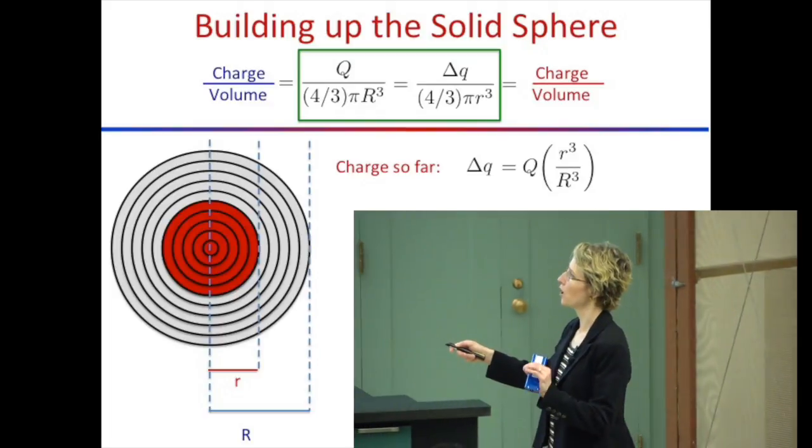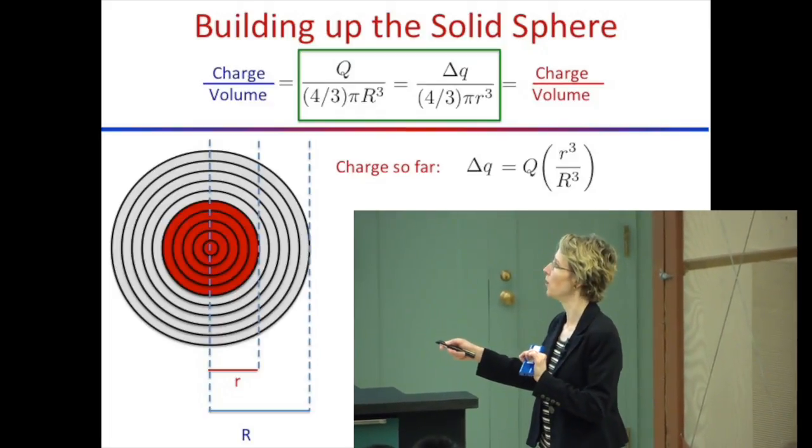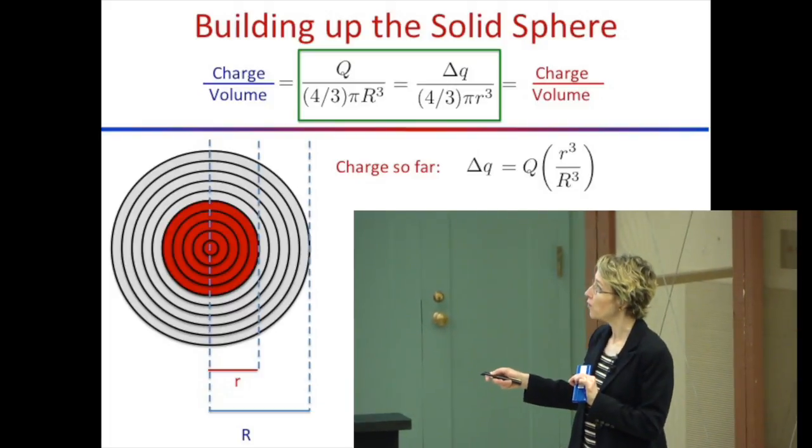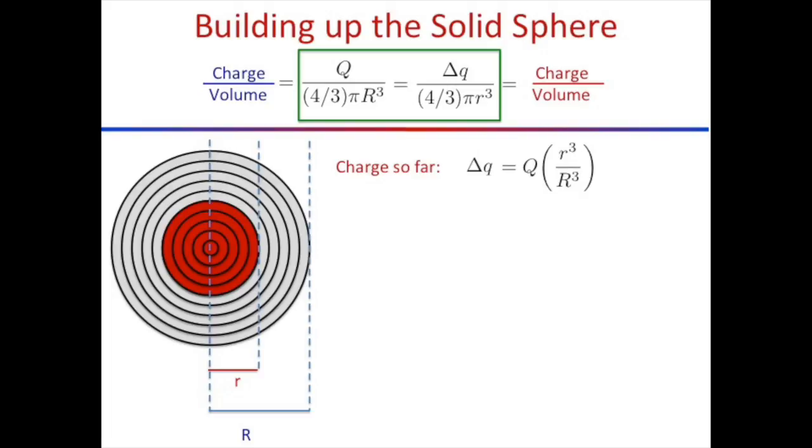So here's what we found on the previous slide, that the total charge per total volume is big Q divided by 4/3 pi big R cubed. And what I have so far is the charge so far divided by the volume so far is the same. So now I can solve for delta Q, which is the charge so far. I just take this 4/3 pi little r cubed and move it to the other side. And I get that it's big Q times this ratio of volumes. The 4/3 cancels, the pi cancels, and I'm left with little r cubed divided by big R cubed.